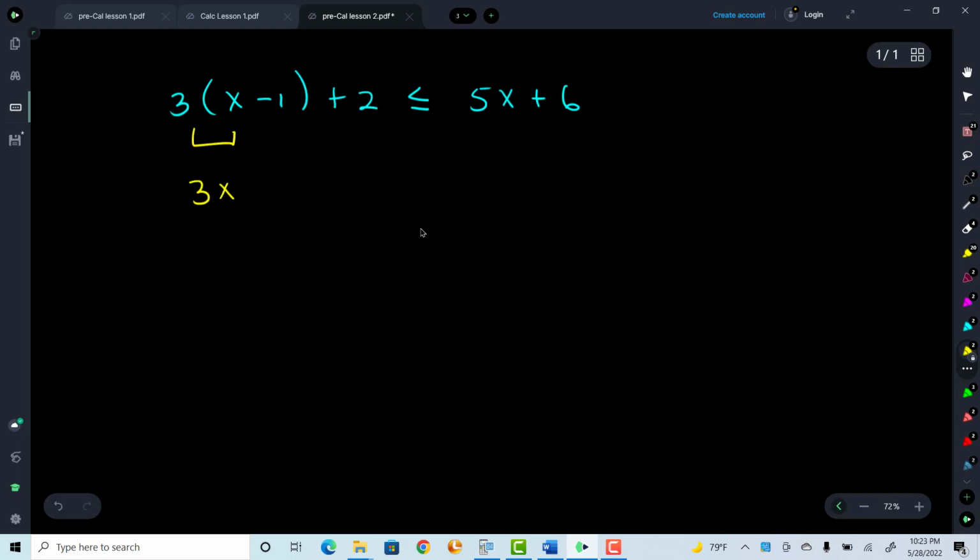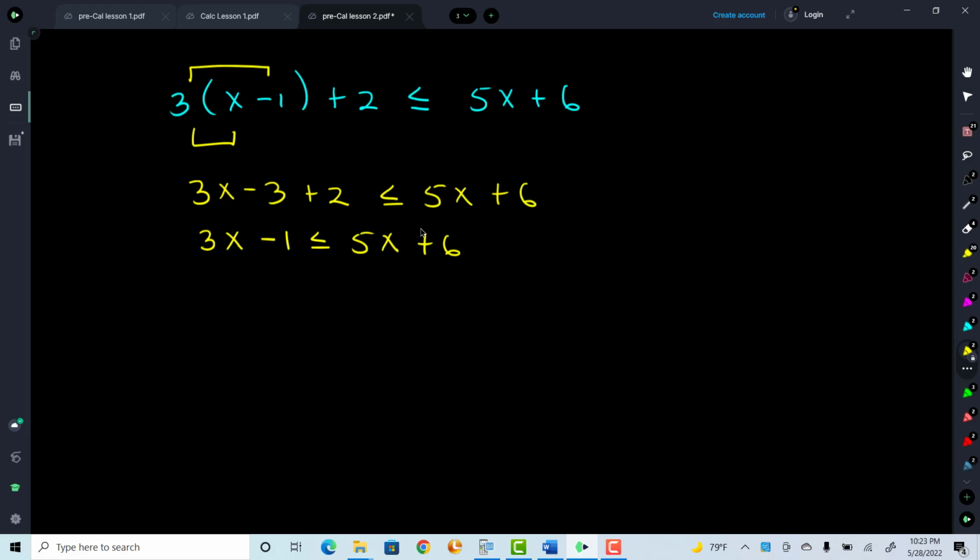So we get 3x minus 3 plus 2 less than or equal to 5x plus 6. Okay, I'm going to combine my like terms here. So 3x minus 1. Now I handle these a little bit differently than equations. With the equation, I don't care what side the x is on. With an inequality, I do. When we're dealing with inequalities, I want you to leave the x on the left side, okay?